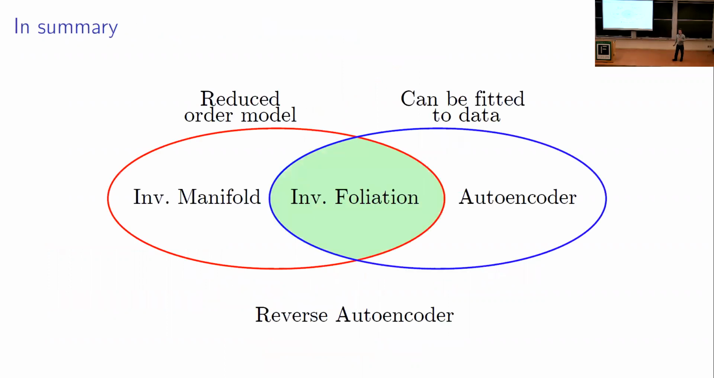So in summary, what did we find out? We found out that, okay, so there are 4 cases: invariant manifolds, foliations, autoencoders, and reverse autoencoders. And what creates these reduced order models is the invariant manifold or invariant foliation. What can be fitted to data is the invariant foliation in the autoencoder, and the reverse autoencoder cannot do either of those, right? So, and that means that actually invariant foliation is a reasonable candidate here, and probably that's what we should use, or that's what I will use.